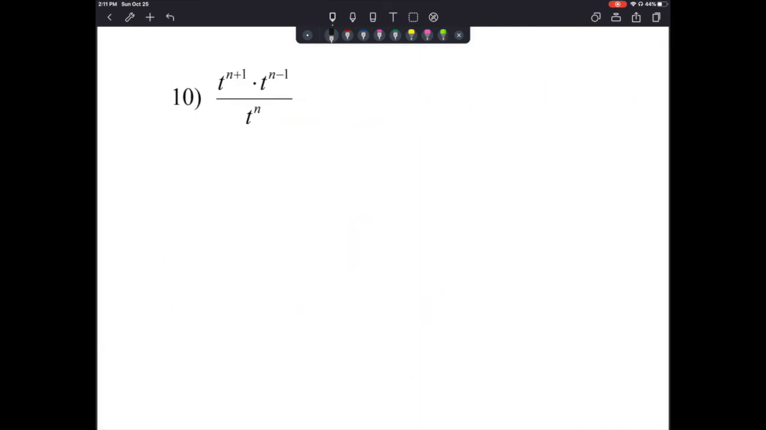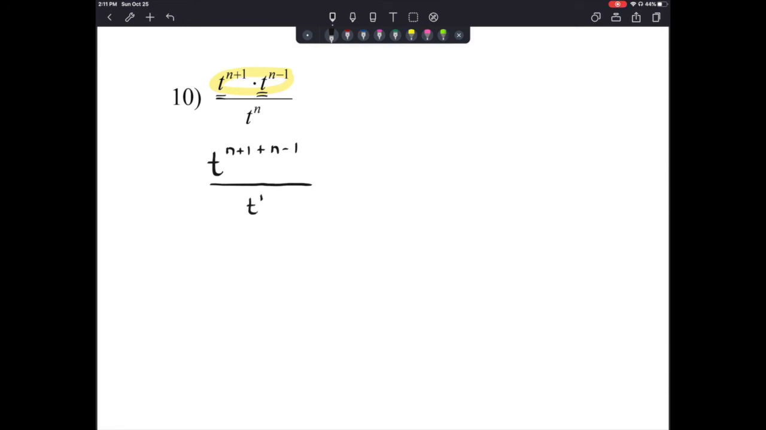Last problem, same kind of thing. We've got t to the power of n plus 1 times t to the power of n minus 1 over t to the power of n. The order of operations would state, let's simplify this group before we get to the whole entire thing. So t to the power of n plus 1, since we're multiplying times the same base, we'll add the other exponent.